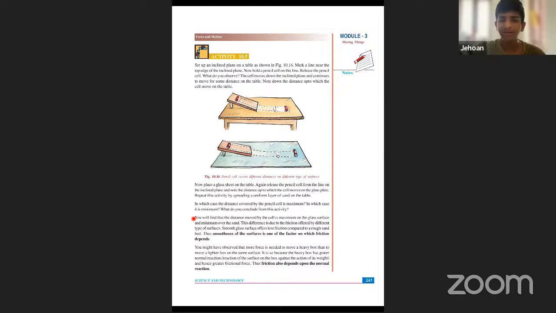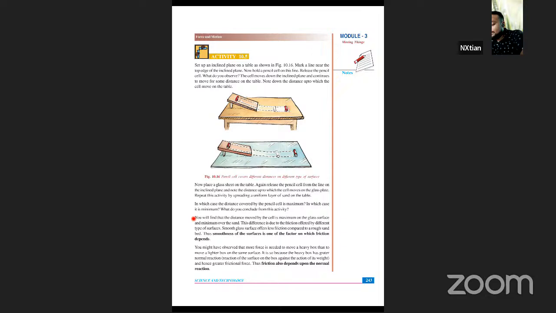You will find that the distance moved by the cell is maximum on a glass surface and minimum over sand. This difference is due to friction offered by different types of surfaces. A smooth glass surface offers less friction compared to a rough sand bed. Thus, the smoothness of the surface is one of the factors on which friction depends.